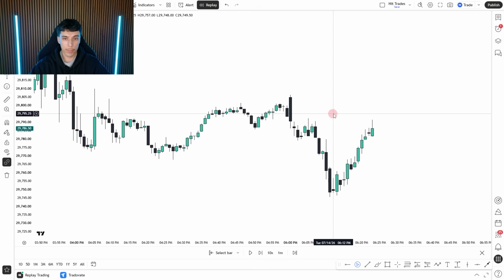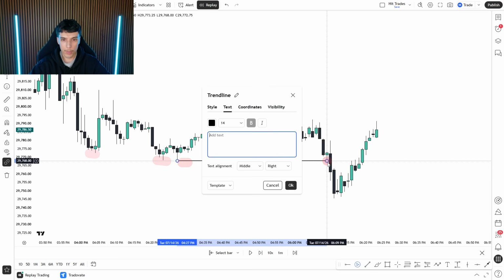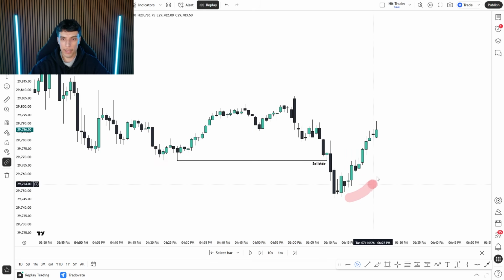Okay, now there's something very important that happened here. Let's mark all this out. So we have our liquidity sweep. We have these equal lows that were swept. Low, low, low. So this is our sell side sweep. And then we have displacement to the upside.